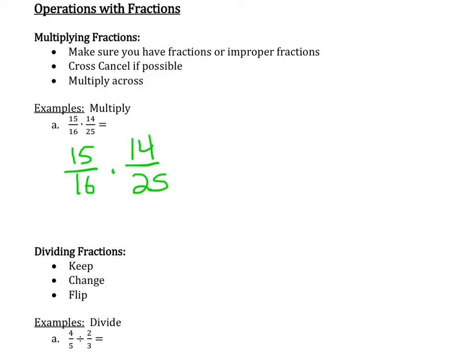We can all see that they're already fractions or improper fractions. But for the cross-canceling part, if I look at 15 and 25, they have a common factor of 5. So I'm going to divide 15 and 25 by 5. 5 into 15 is 3, and 5 into 25 is 5.